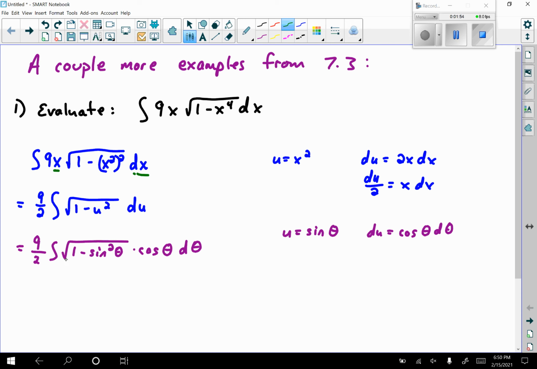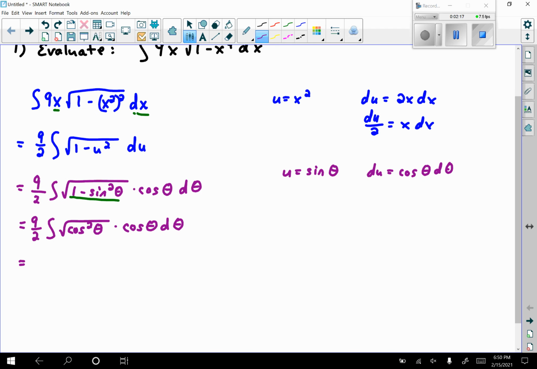Now, why did I do this? Well, because right now I could rewrite it using the trig identity. Remember, 1 minus sine squared, if we go back to a Pythagorean identity, that's just cosine squared theta. So now I get 9/2 times the integral of the square root of cosine squared theta times cosine theta d theta. Now I can take the square root of cosine squared theta, which is just cosine theta, times cosine theta d theta. Now I can write this as cosine squared theta, so it's 9/2 times the integral of cosine squared theta d theta.